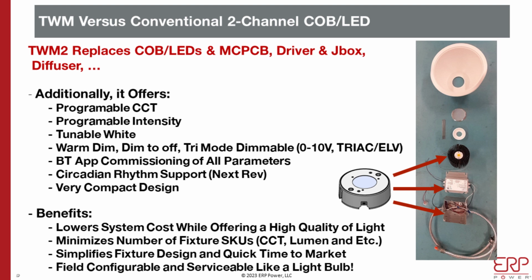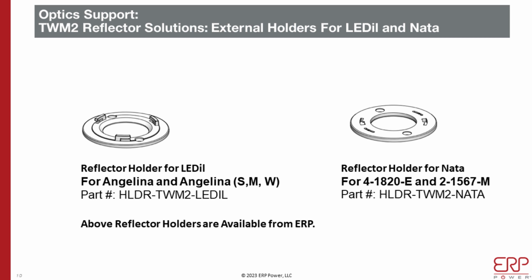So we pushed that limit in TWM2 and TWM1 as well. You can see that in, let's say, a 2-inch diameter and less than an inch height, we can pump out a lot of light with a lot of capabilities that is unheard of in the industry. So that's where the innovation comes from. The benefits are pretty much the same as I talked about: lower system cost, minimizes the number of fixtures, simplifies fixture design, and field configuration and serviceability, just like a light bulb.